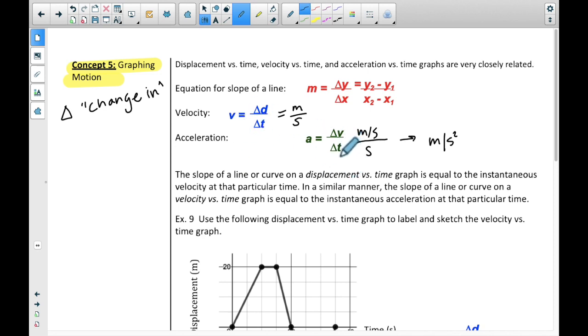These definitions are not on your AP sheet. You do need to memorize those. A lot of you, I think, already know them, but you do need to memorize those formulas. Those are not given to you.